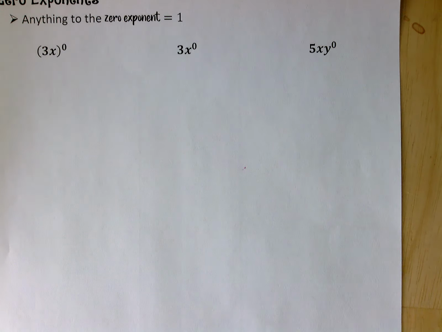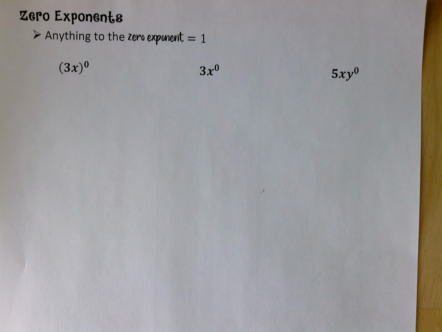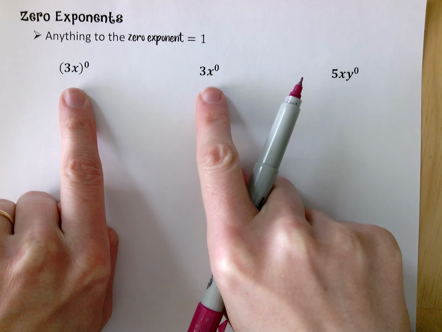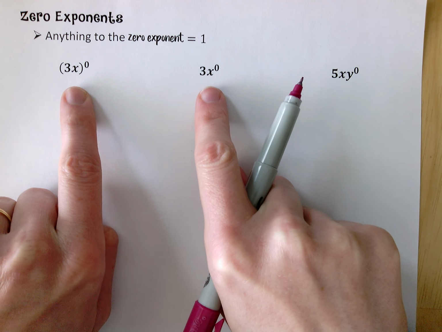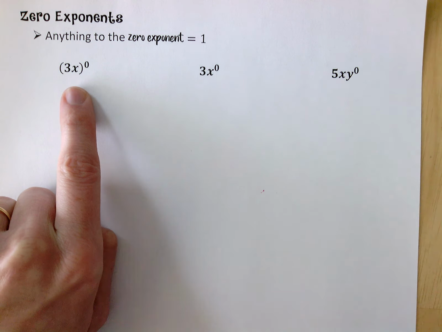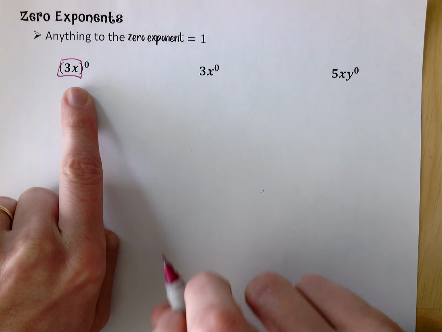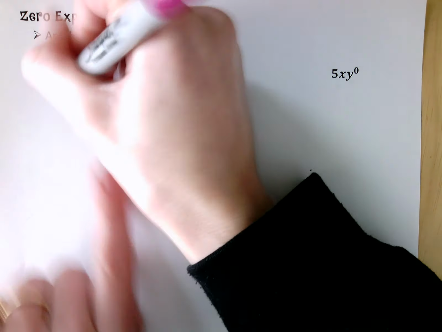Okay, so let's take a look at this. Anything to the 0 power is 1. Really quick, I want you to see the difference between these two problems. The same thing, except this one has parentheses. What this one is saying is to take all of this stuff and raise it to the 0 power. So a whole thing raised to the 0 power means the whole thing is 1.